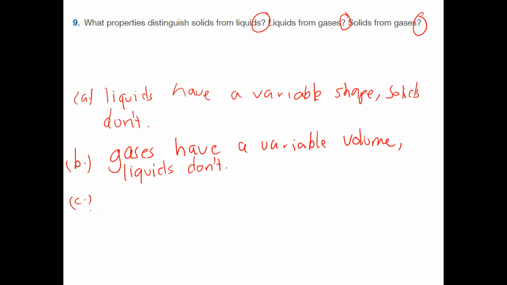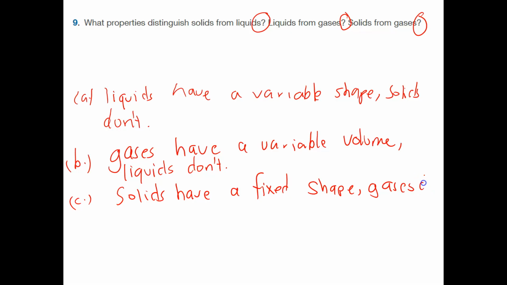And finally, solids from gases. Well, I think the obvious one is solids have a fixed shape. Gases don't. But there are other things. We could talk about volume, we could talk about variable density. You know, there are other things other than shape that we could have mentioned there.